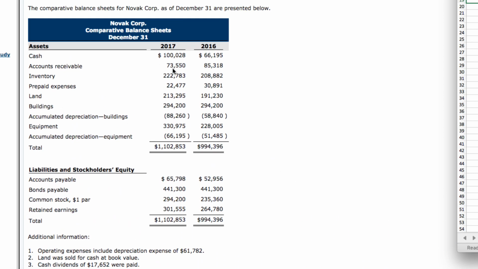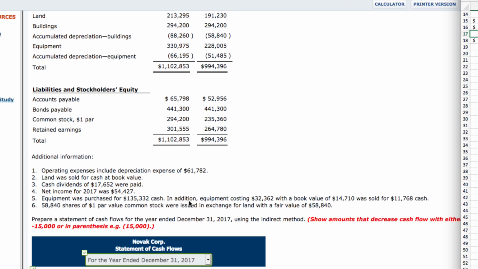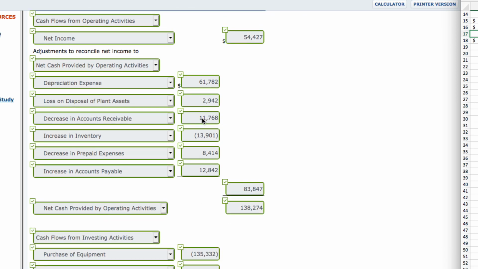As you can see here, we have $73,550 in 2017 and $85,318 in 2016. So we had a decrease in accounts receivable. It has gone down. So we're going to subtract $85,318 from $73,550, and we get $11,768. A decrease, so we're subtracting from net income. Now if it had been an increase, then it would have been a negative number. So in this case, it's a decrease.